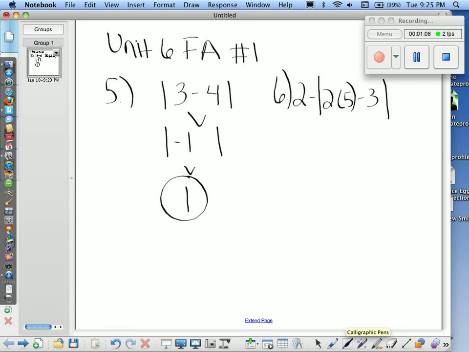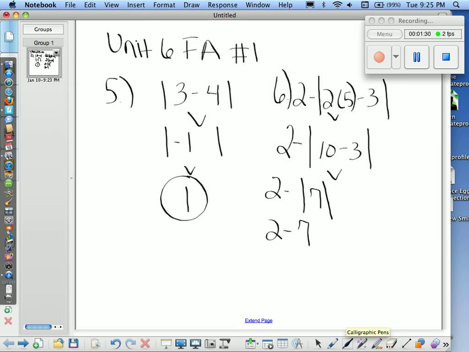So in number 6, we haven't used the 2 yet, and we need to multiply inside first. Once we do that, we still need to simplify inside that absolute value sign. And then again, it's not simplified until we've taken the absolute value of it. So the absolute value of 7 is 7, and now we just have 2 minus 7. So negative 5 is the final answer.